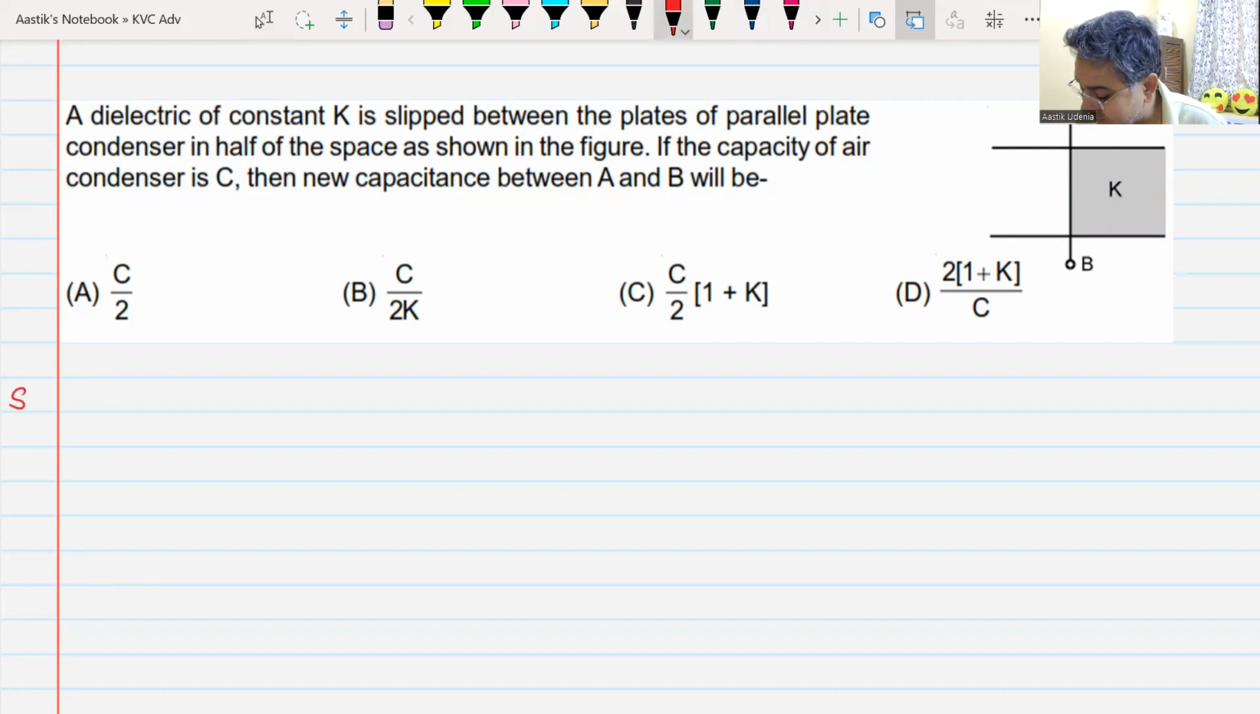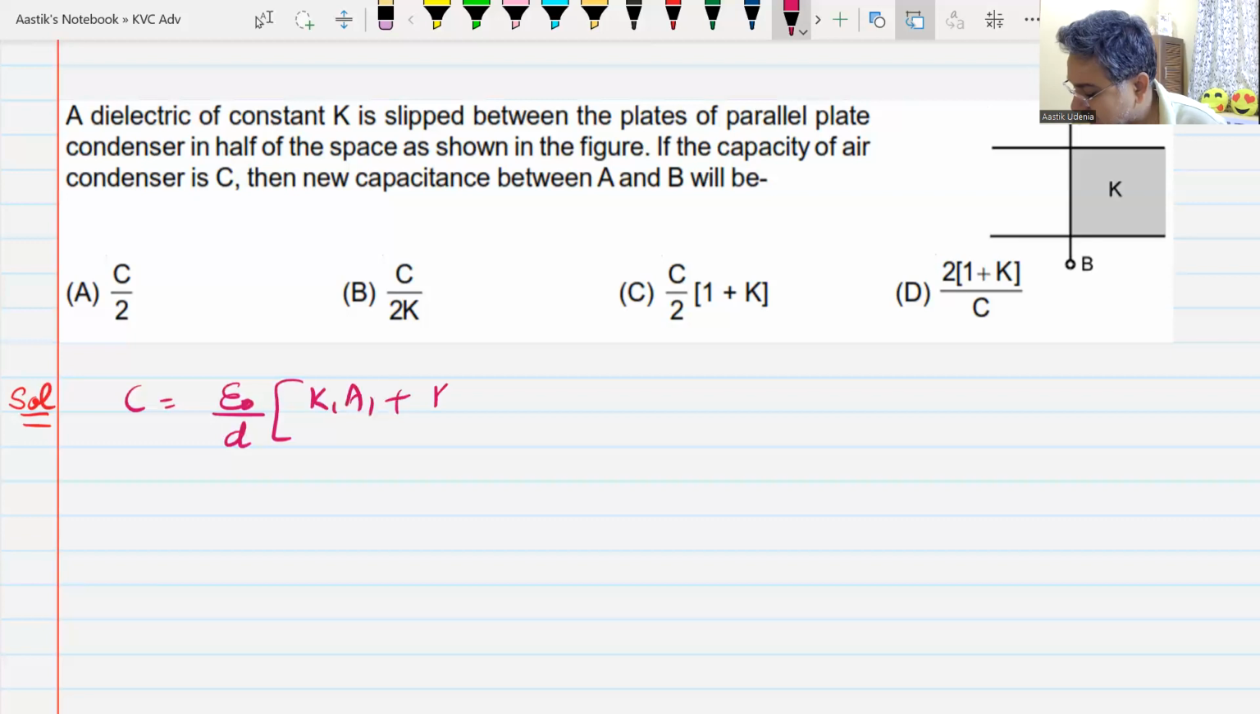I've already given you the formula, right? So you can apply that formula straight away. C is equal to epsilon naught by D into, what was the formula? K1 A1 plus K2 A2.